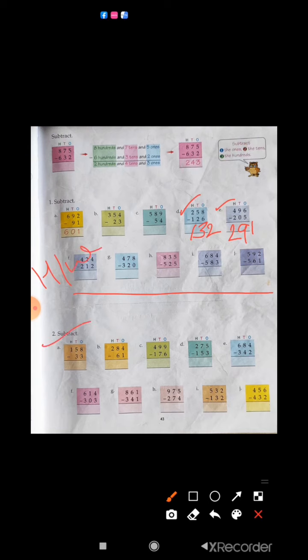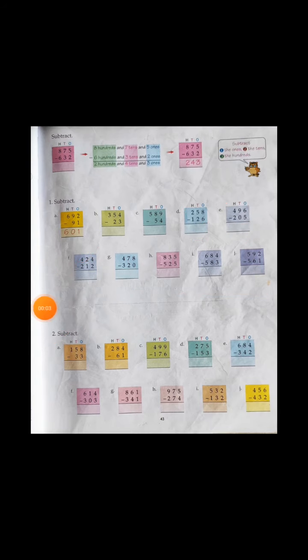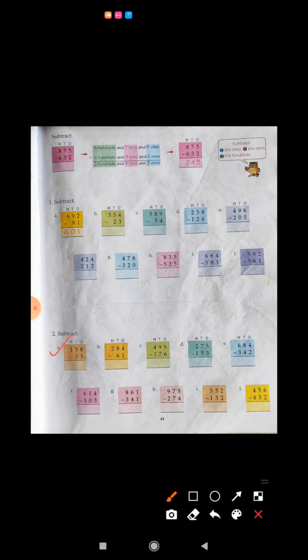Now second one. Now come to question number 2. A part is 158 minus 33. First what we will do? We have to subtract the ones. 8 minus 3 is 5. Now subtract the tens. 5 minus 3 is 2. Now subtract the hundreds. 1 minus 0 means here nothing is given. You can imagine 0. 1 minus 0 is 1.